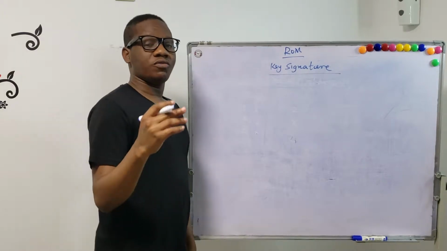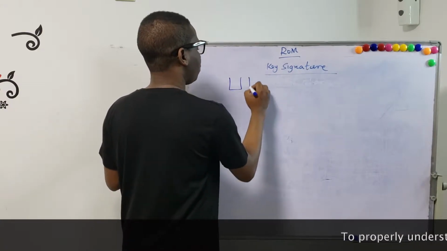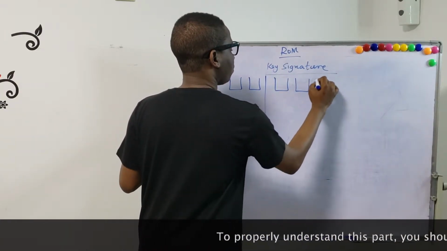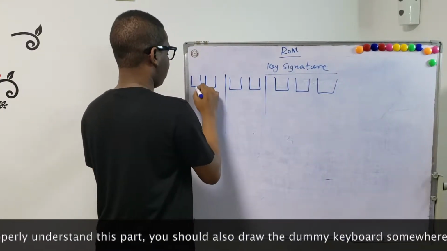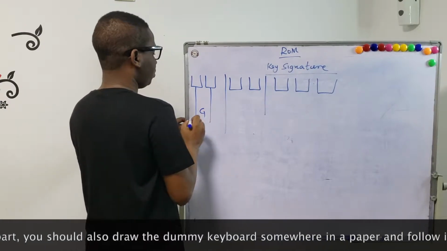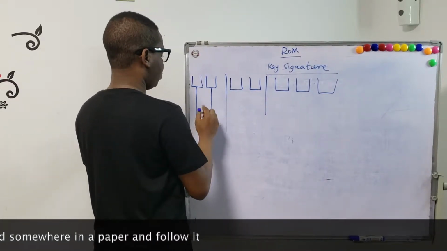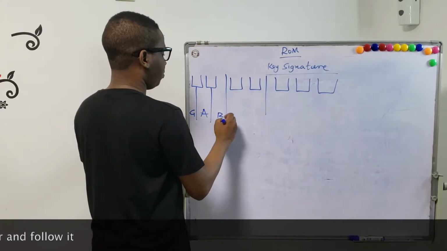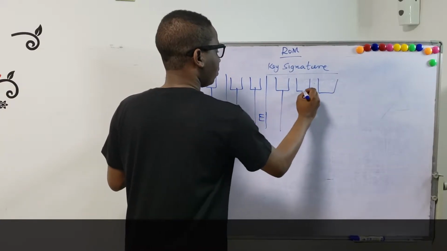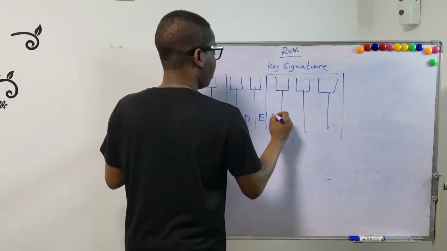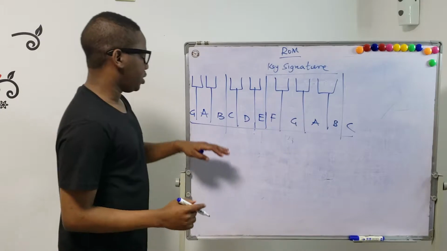Now if you consider the key of G, like I said, is 1 sharp, let's draw the dummy keyboard and from there follow through. This will be G, this will be A, this will be B, C, D, E, F, G, A, B, C. Okay, so let's follow through with the key of G.